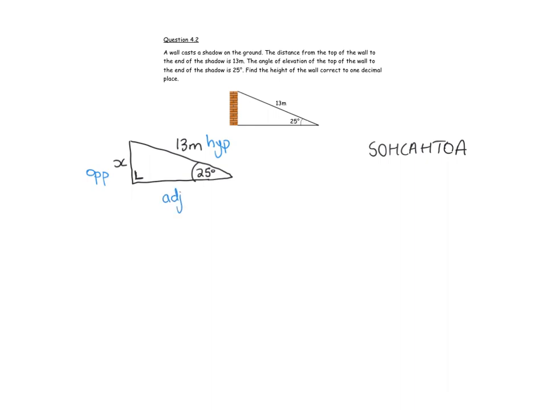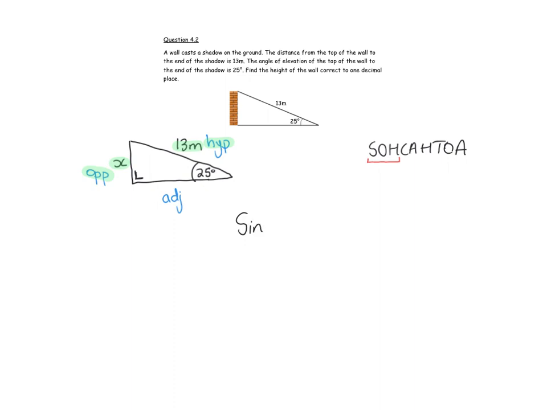So then I need to highlight the ones that we need to use. So in this example, we need the opposite, which is x, and we were given 13 meters, which is the hypotenuse. So when we're looking at SOHCAHTOA, we need to find one that has O and has H. And the only one that has O and H is sine. So we can write that out.